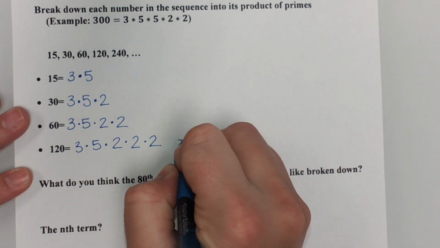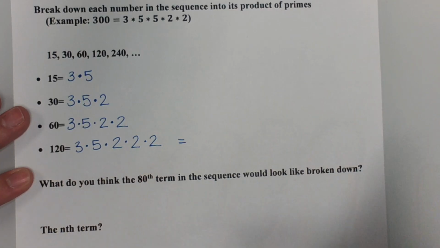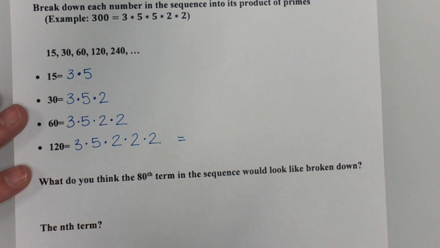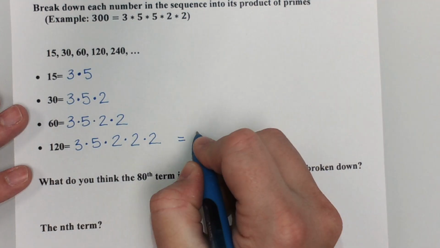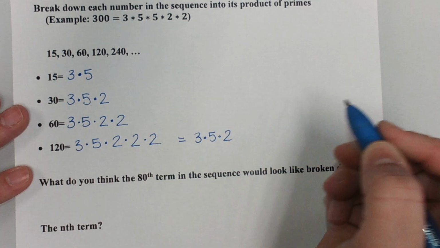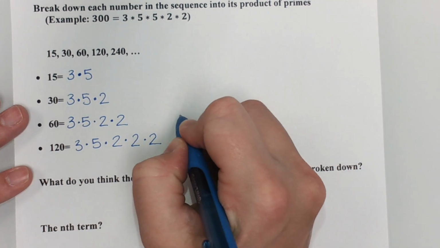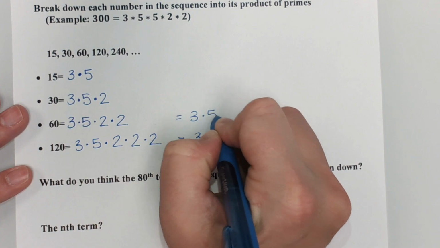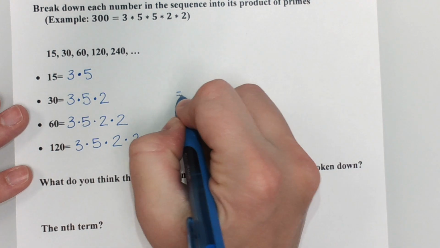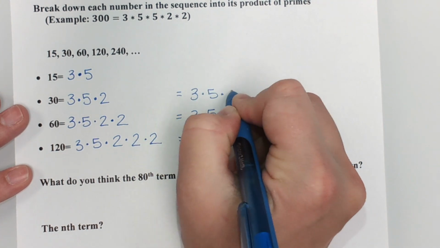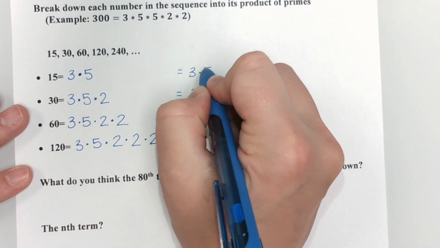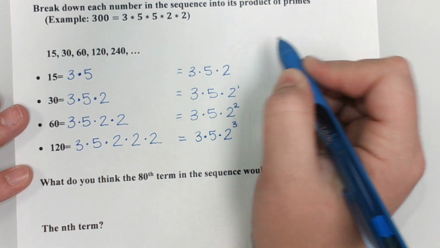Yes. Okay. Now, there's a more traditional way to write this. This is called prime factorization, by the way, when you break something down into all prime numbers getting multiplied together. 3 times 5 times 2 to the power of 3. This is 3 times 5 times 2 squared. This one right here is 3 times 5 times 2 to the first. And this one's 3 times 5 times 2 to what power?